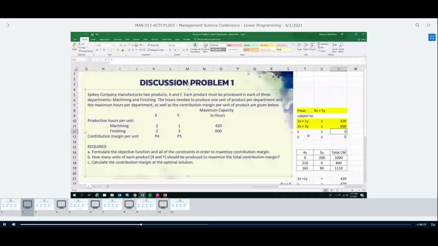Actually, we just place it here to denote that units can never be negative, no? It can be 0, syempre, kung wala ka talaga na-produce, but can never be negative, no? So yun lang naman yung sinasabi natin dito sa last two equations natin. Okay? So the answer to requirement A is this.